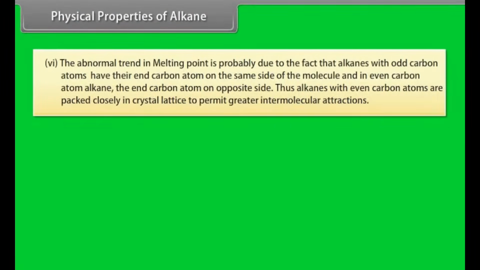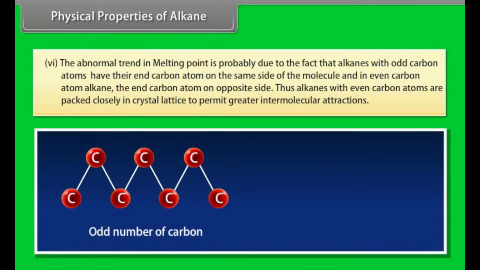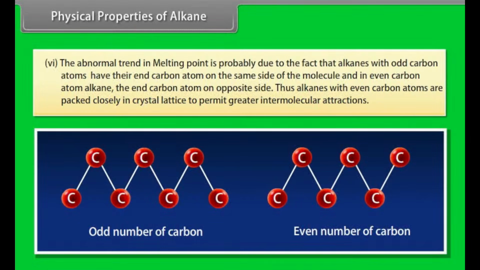Number 6. The abnormal trend in melting point is probably due to the fact that in alkanes with odd carbon atoms the end carbon atoms are on the same side of the molecule, and in even carbon atom alkanes the end carbon atoms are on opposite sides. Thus, alkanes with even carbon atoms are packed closely in the crystal lattice to permit greater intermolecular attractions.